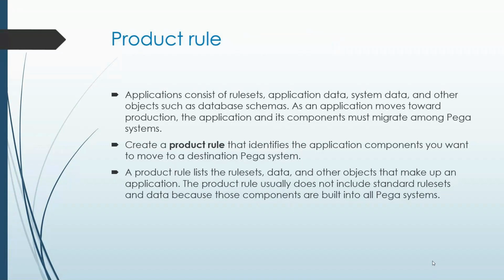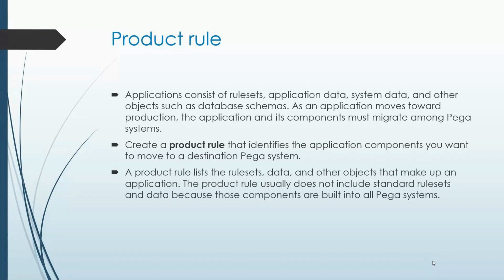Let's assume you are doing it for the very first time. So obviously you have to move the entire application. Every rule, every piece of data has to be moved across. Your product rule is going to consist of all the rulesets of your application and all the application data, be it your field values or whatever data is involved, and the database schemas and tables also have to be moved across. So everything is bundled and put together in a product rule. This product rule has to be imported and exported across the environments.